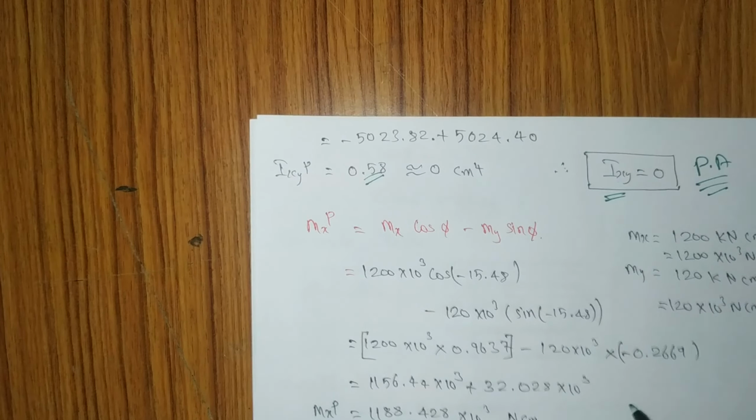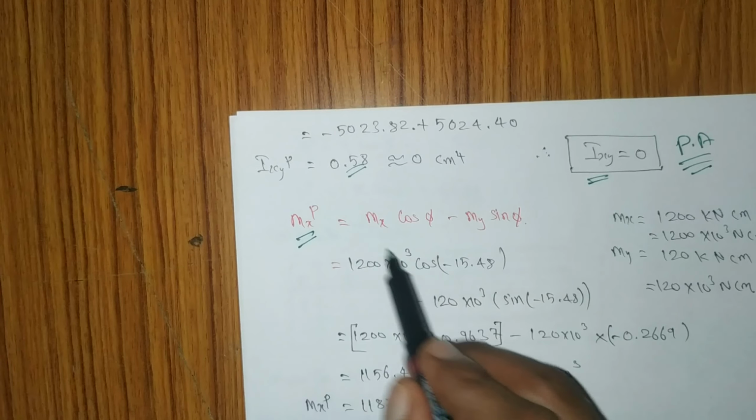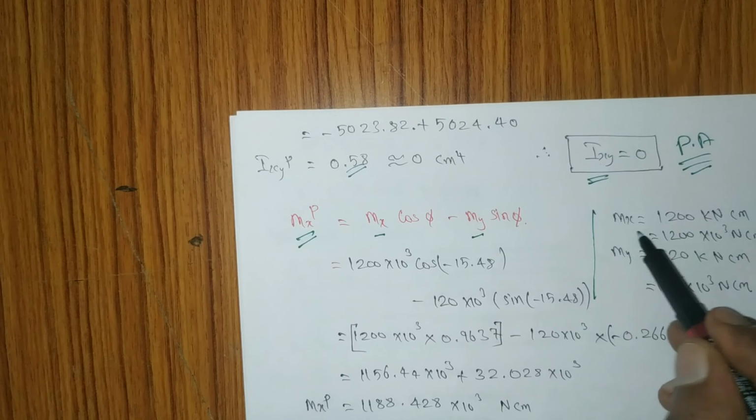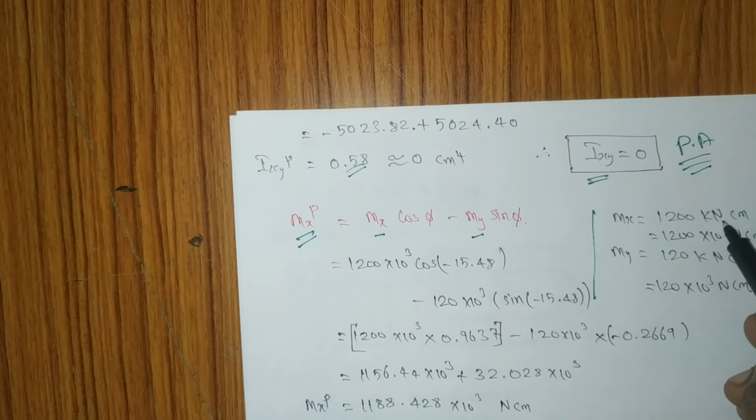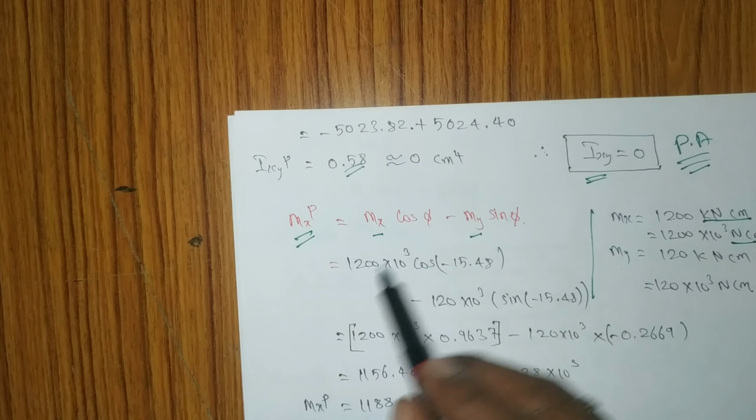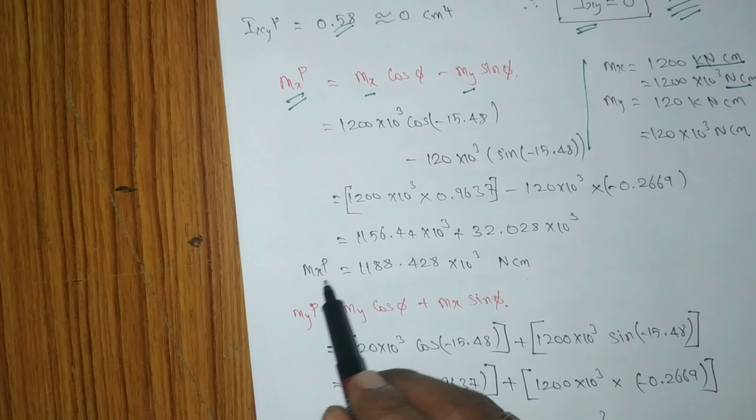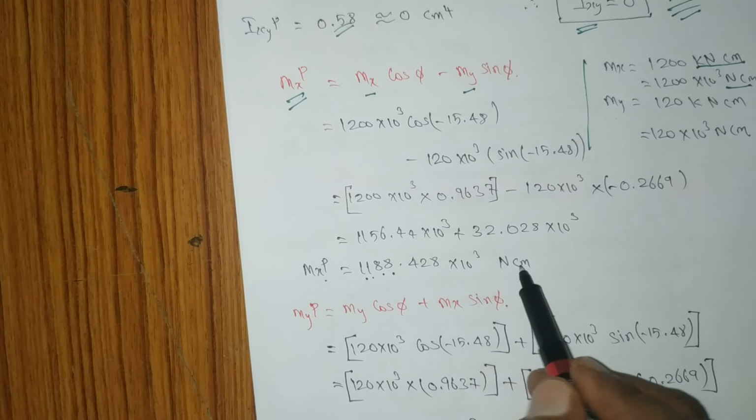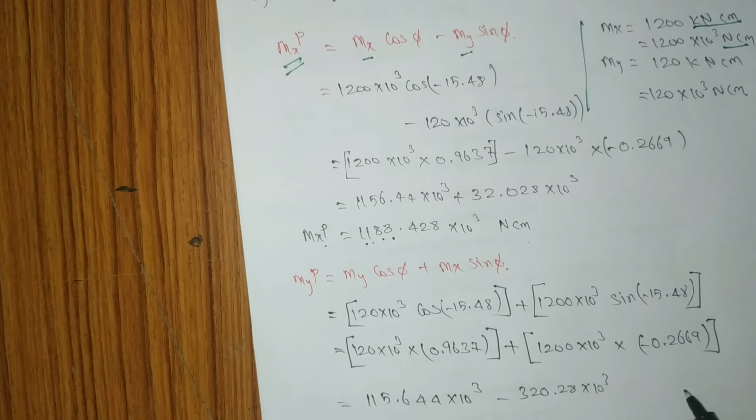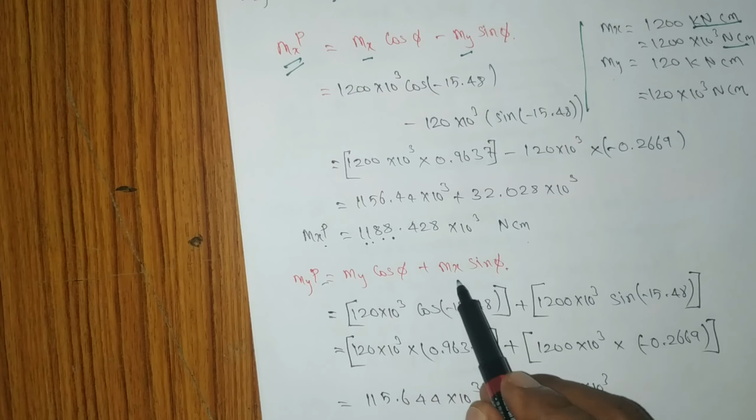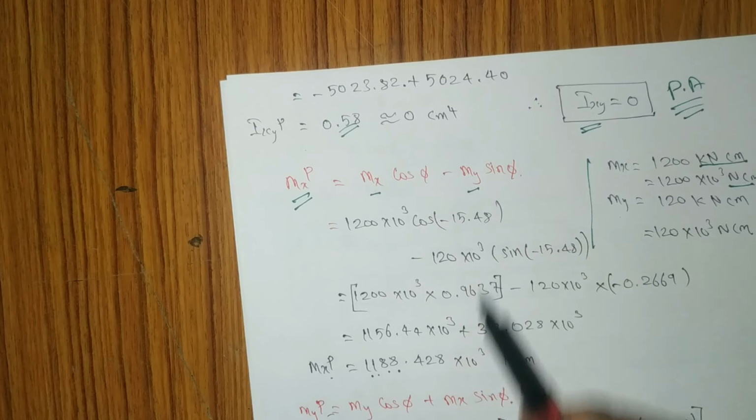Okay. Then we will go for Mxp. We need to find Mx; the given values of Mx and My are in kilonewton centimeter, and we will change this into Newton centimeter. So Mxp equals Mx cosφ minus My sinφ. We substitute all the values, and Mx principal axis will be 1.88428 into 10 to the power of 3 Newton centimeter. Right? Similarly, we have to find Myp equal to My cosφ plus Mx sinφ. So here minus will come, here plus will come.